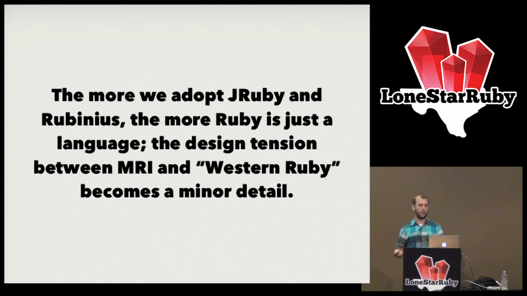JRuby and Rubinius are actively trying to make VMs that are comparable to Hotspot or V8 or Erlang's. And the more that we can get on board with JRuby and Rubinius, the design tension between MRI and Western Ruby becomes a minor detail. They can move in their sort of more conservative way. We can push ahead and work through the breakage.